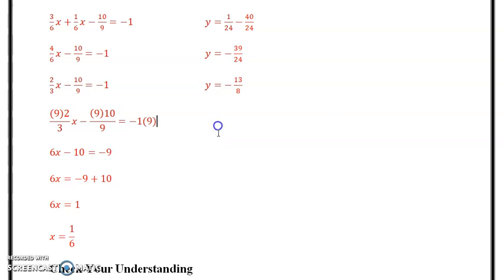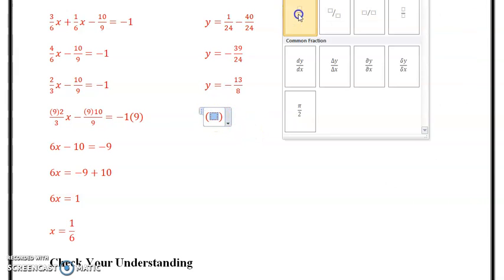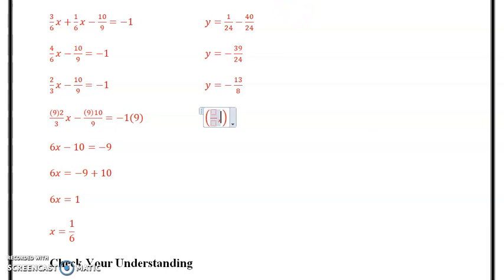All right, so again, I like to show my solution as a coordinate. The first one was 1/6, and the next one was negative 13 over 8. Okay, so that's your solution.